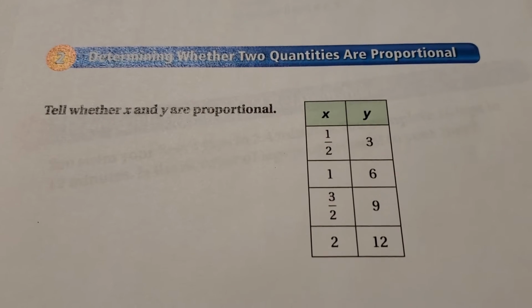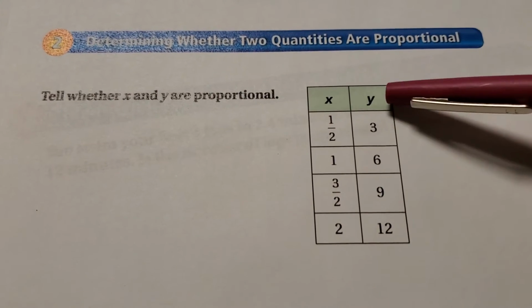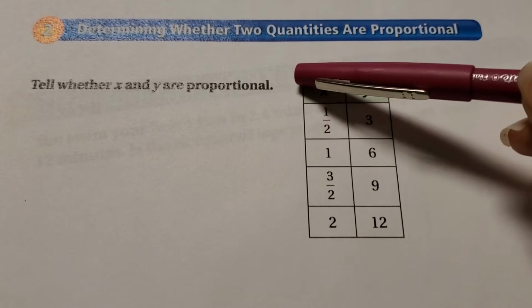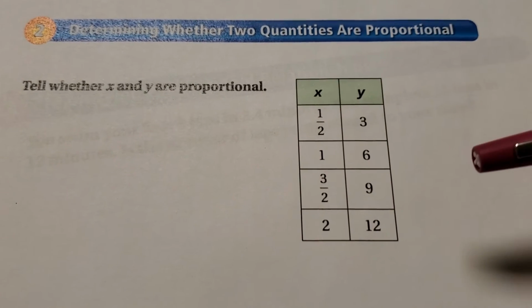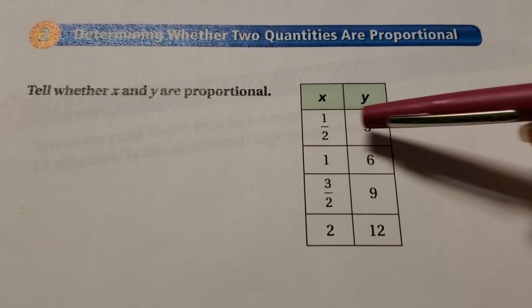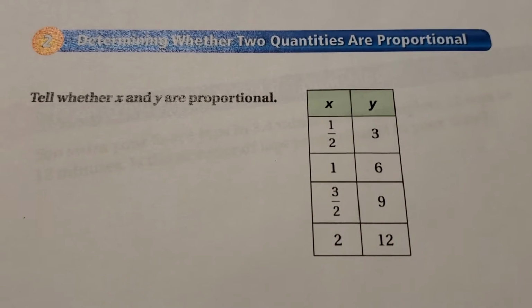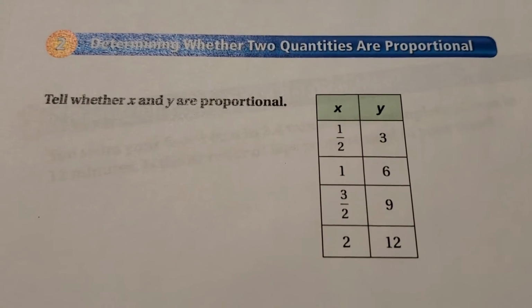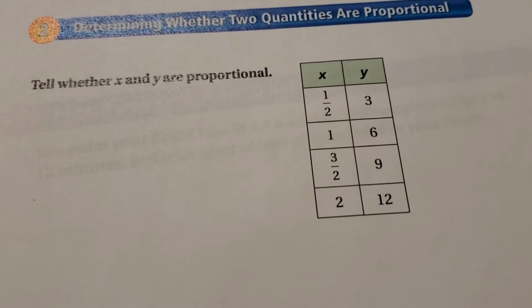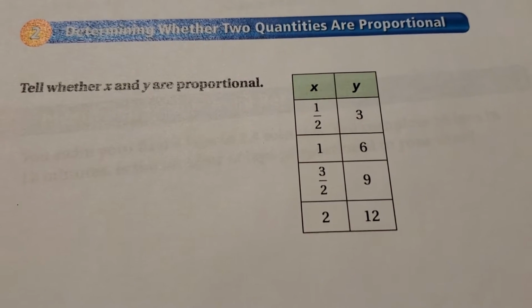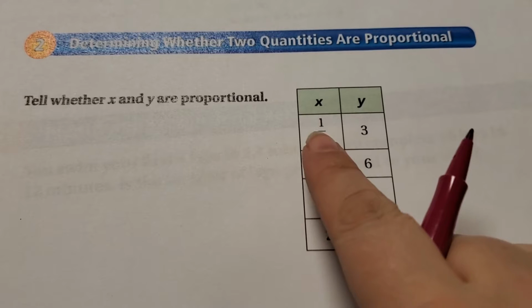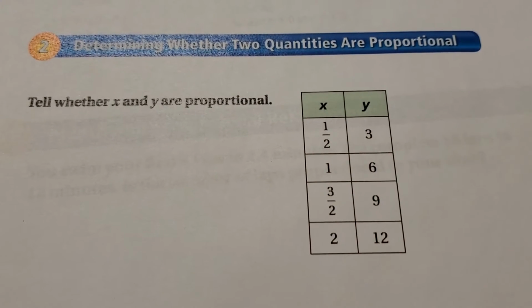Okay. In this problem, we have a table here. It says tell whether or not x and y are proportional. Here's the problem. We need to check all 4 of these. If we don't check all 4, one of these could actually not work properly, and then it would not be proportional. So what I want you guys to do is that this x and this y form a ratio.